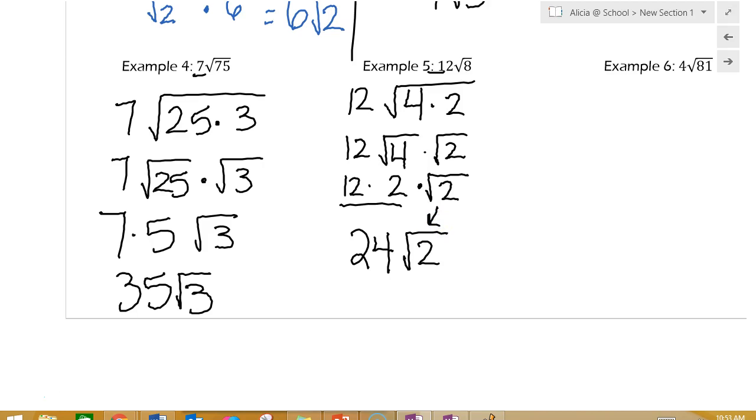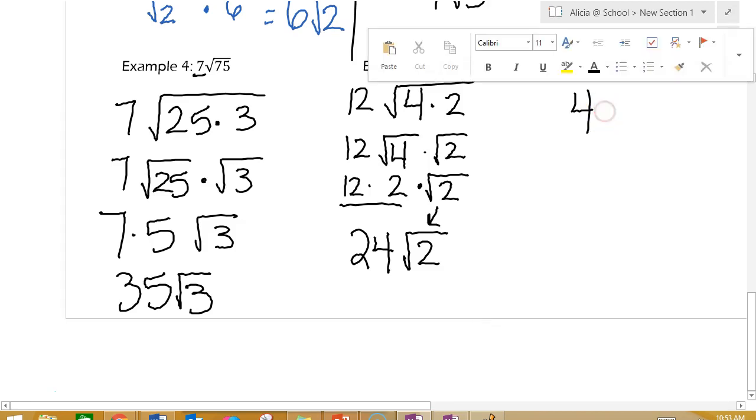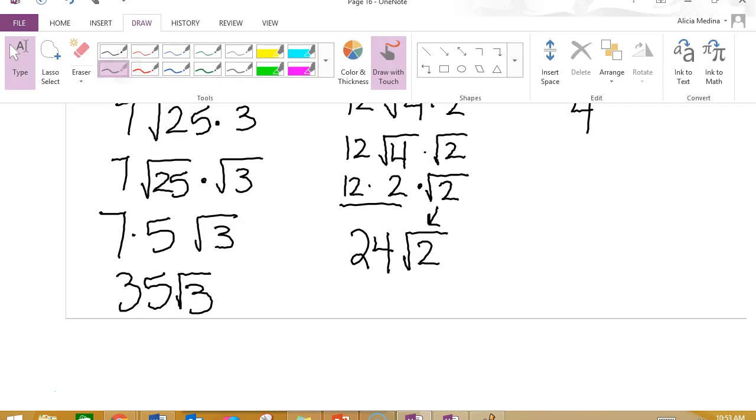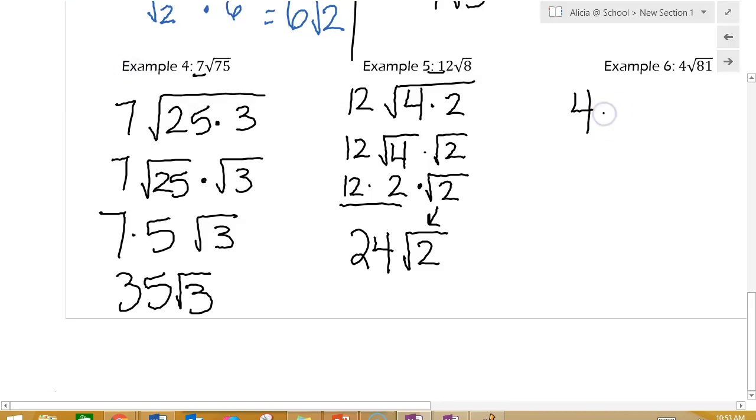Alright, last but not least, I have 4 times the square root of 81. I'm going to bring that coefficient of a 4 down, and 81 is actually already a perfect square. Right, it's on our little chart up there, 9 times 9 equals 81, so 81 is a perfect square. So all I have to do is bring down my 9, and 4 times 9 is 36.